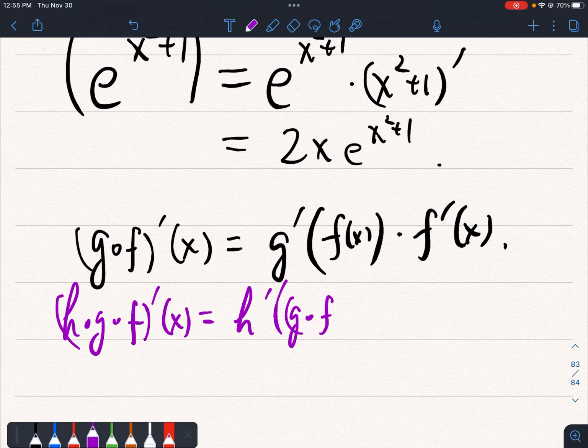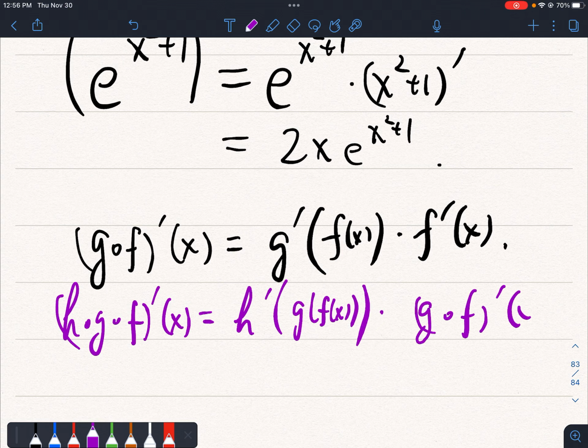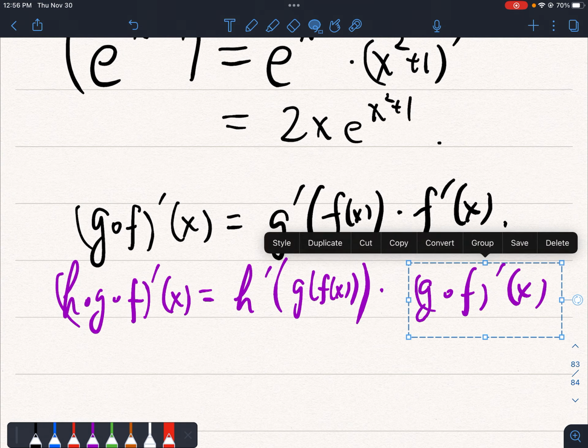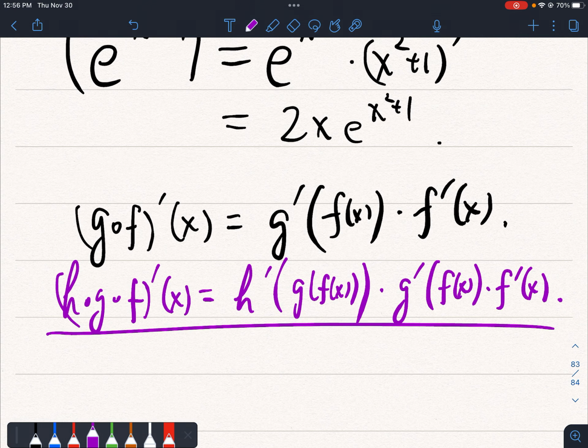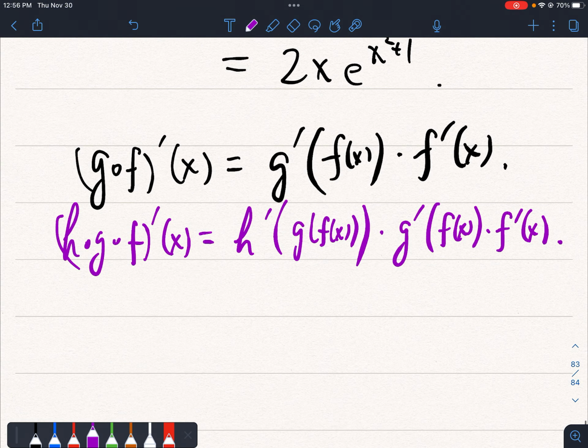So for example, if you have h composed with g composed with f, then the derivative should be equal to h prime of this entire variable, which is g of f of x. And then you need to multiply by what remains. But also again by chain rule, this is equal to g prime. So now you think of f of x as the variable. So then you take the derivative of g and then evaluate it at f of x. And then for this f of x, you need to take the derivative of f, right? So it's in this way.